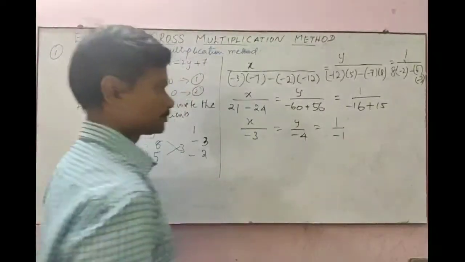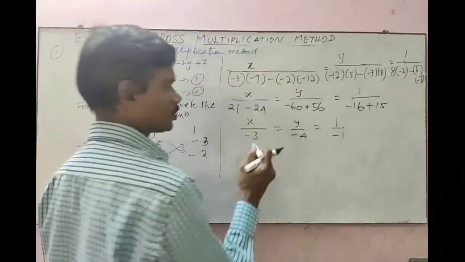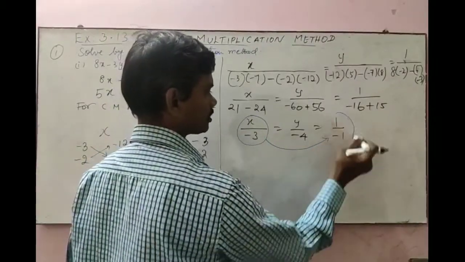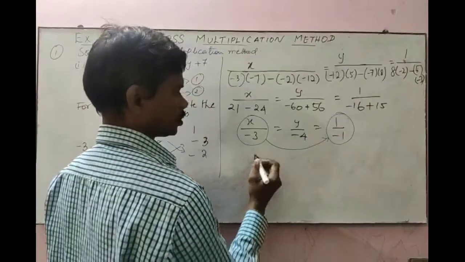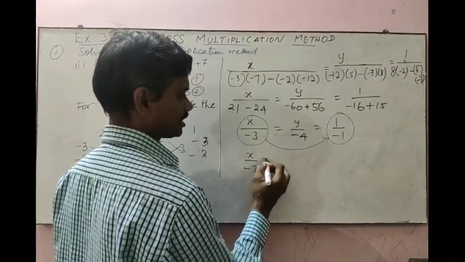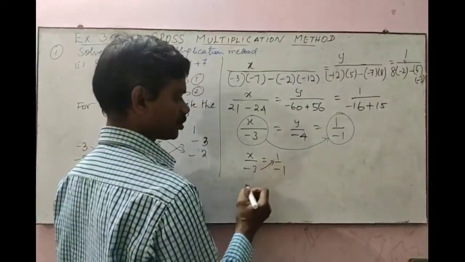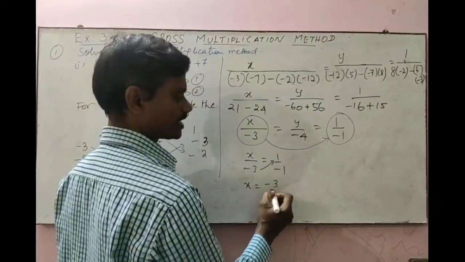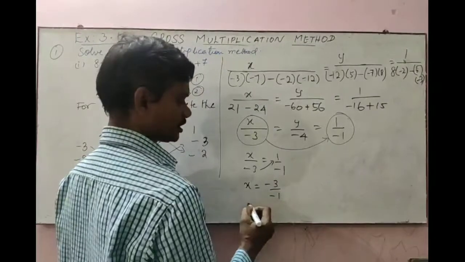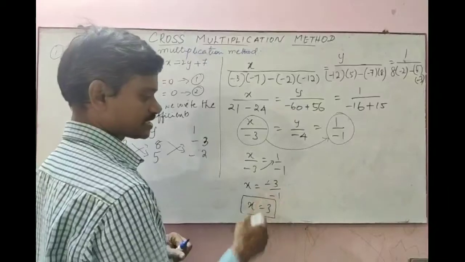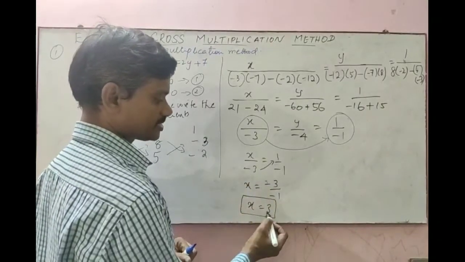1 by minus 1. Then to get the value of x, take the x term and equate with the constant. You will get x by minus 3 equal to 1 by minus 1. If you cross multiply this minus 3 alone, you will get x is equal to minus 3 by minus 1, that is x is equal to 3. So minus minus gets cancelled. You will get the value of x as 3.